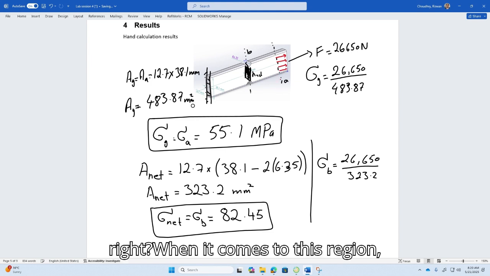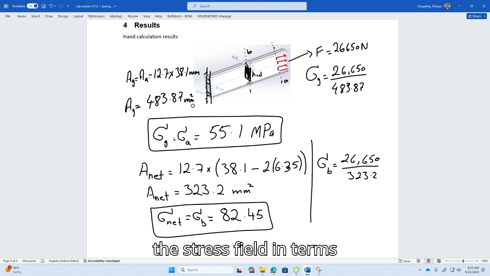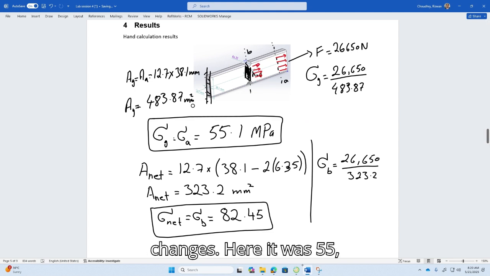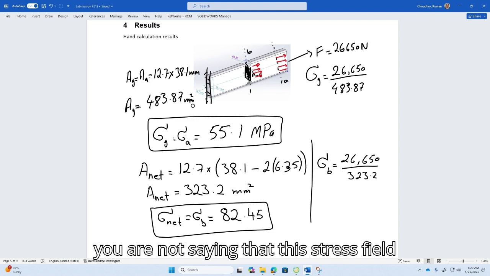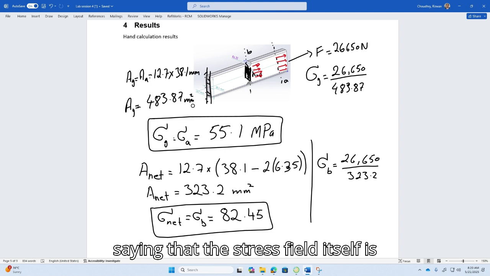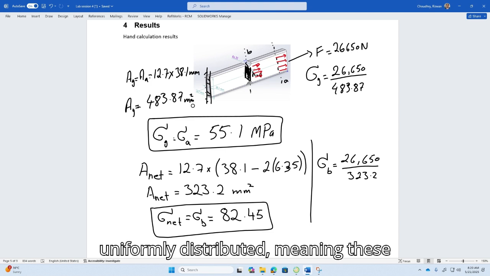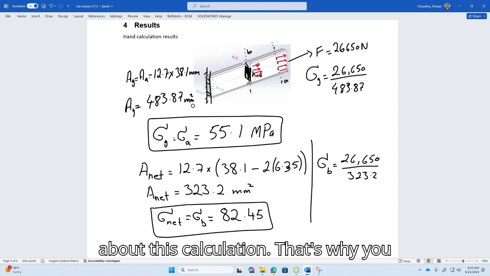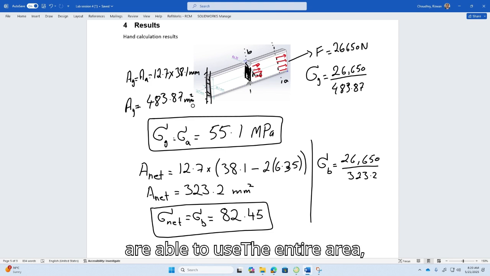right? When it comes to this region, the stress field in terms of the intensity increases, so the actual magnitude changes. Here it was 55, here it becomes 82, but you are not saying that this stress field has become non-uniform. You are still saying that the stress field itself is uniformly distributed, meaning these arrows are equally spaced, right? That's your fundamental assumption about this calculation. That's why you are able to use the entire area, right? And not that differential calculation, okay?